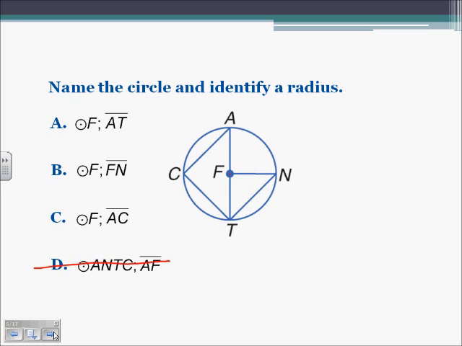So FA would be 1. We would have FN as radius and FT as radius. So then we just need to look at our examples, which one of those is named as a radius, and that would be answer B. So our circle is circle F, with radius FN.